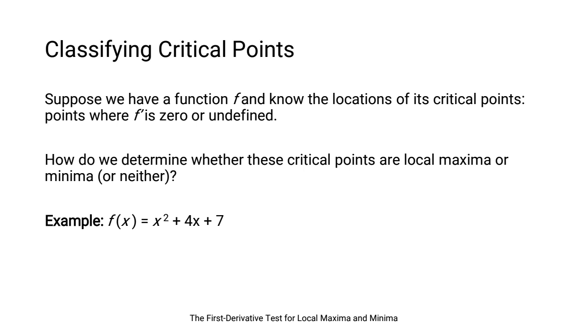So here's the question of interest. Suppose we're given a function f, like maybe we have a formula for f, and we know the locations of the critical points of that function. Just keep in mind critical points are points where the derivative of f is 0 or undefined. The question is, how do we determine whether each of those critical points is a local maximum, a local minimum, or neither?